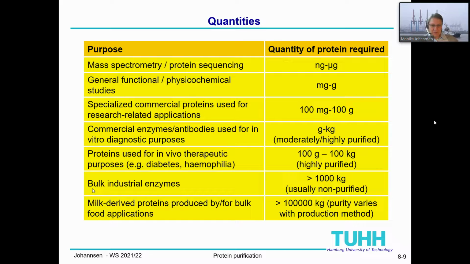Then there are also bulk industrial enzymes, for example, for washing powder. Here it's more than 1 ton, and usually they are less purified, so not non-purified, but not very highly purified. And for example, the milk-derived proteins produced for bulk food applications, here we have more than 100 tons production per year.